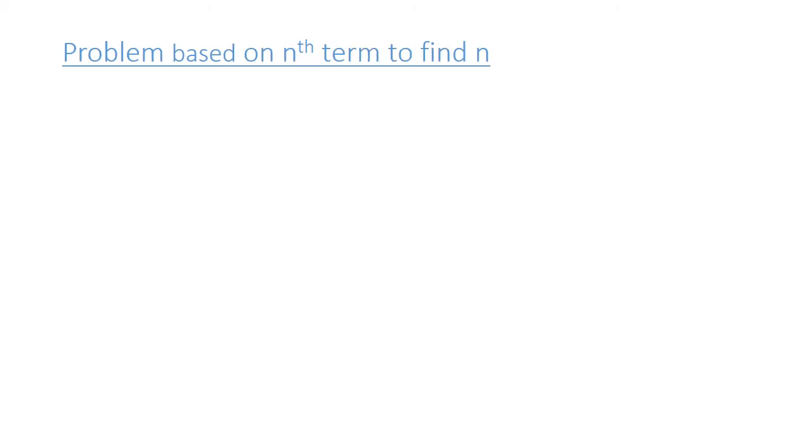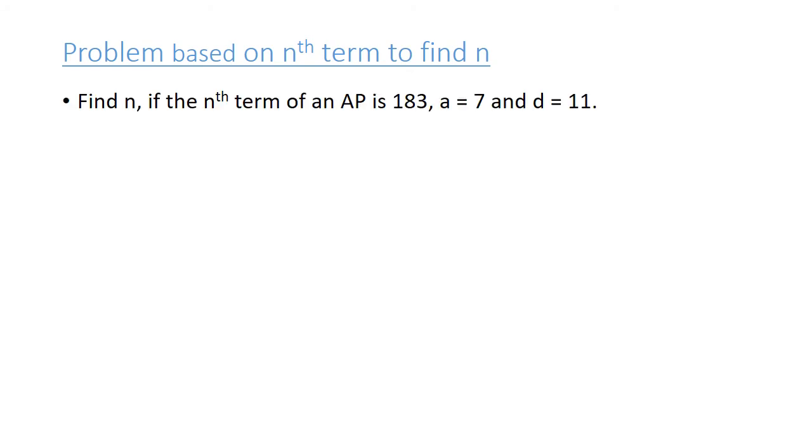Correct? Let's go to the next sum. This time we have to find n. Find n if the nth term, they have not given the position. The nth term of an AP is 183.